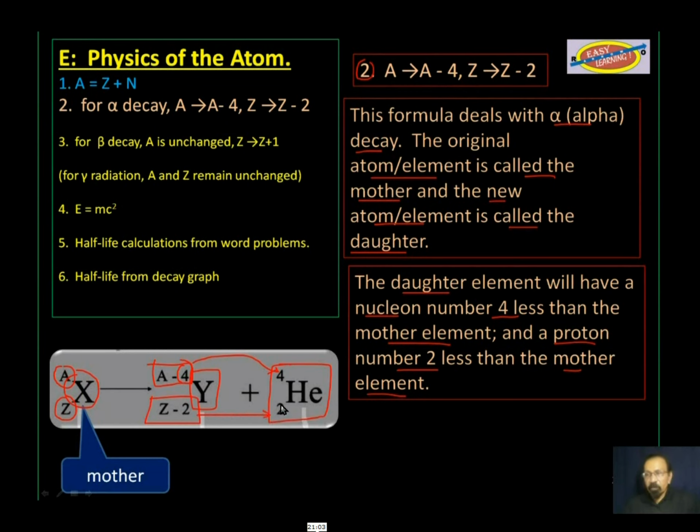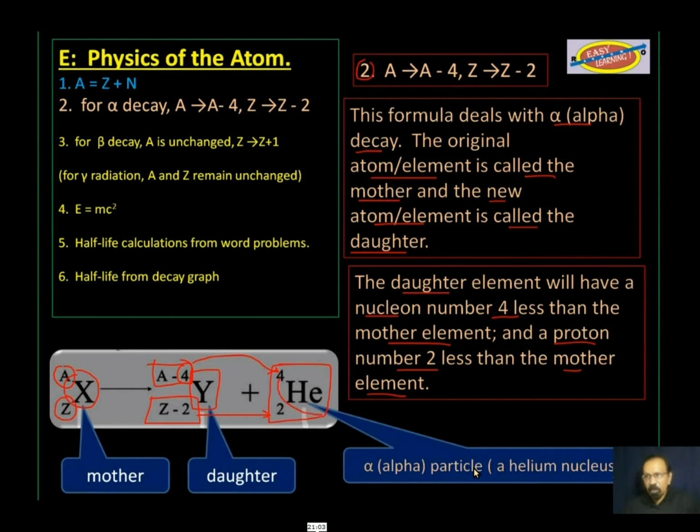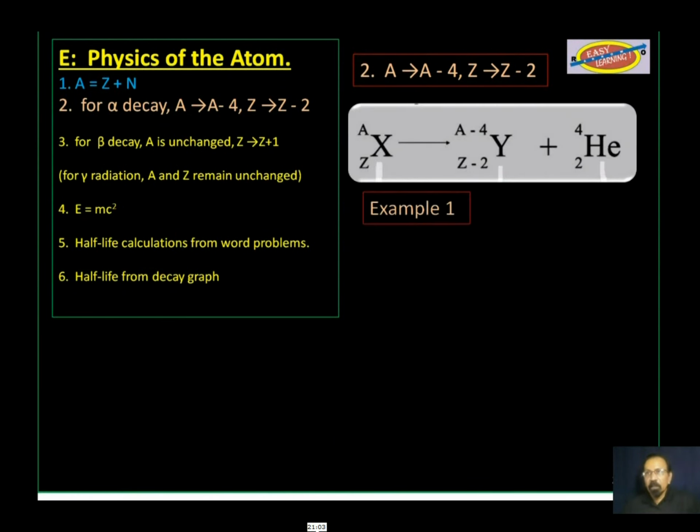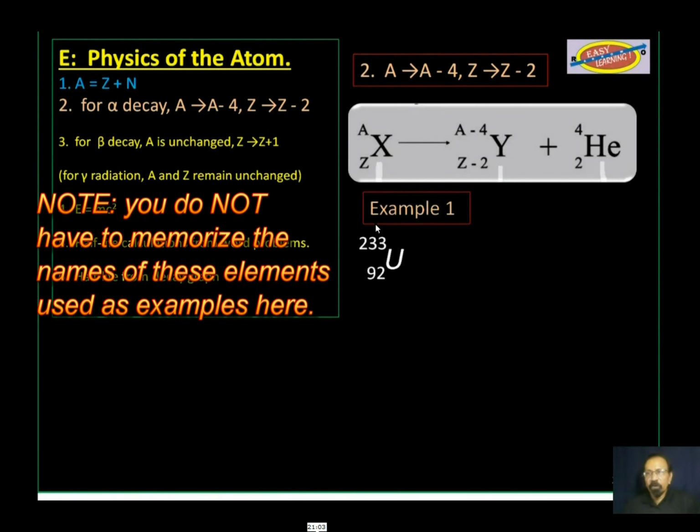So let's look at a few examples. So as I said, that is the mother element, that is the daughter element, and this is helium, the alpha particle. Example 1, if you have uranium 233 92, that will give you a daughter particle of thorium plus helium. Well, we know helium is 4, 2.